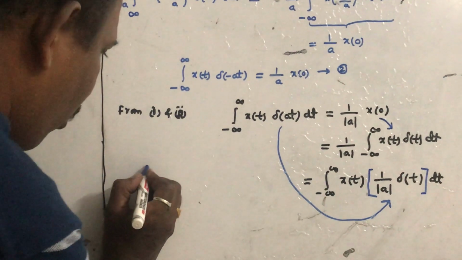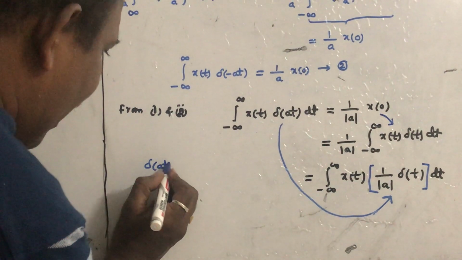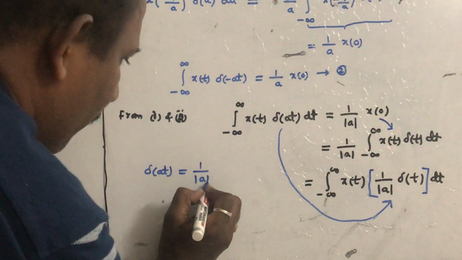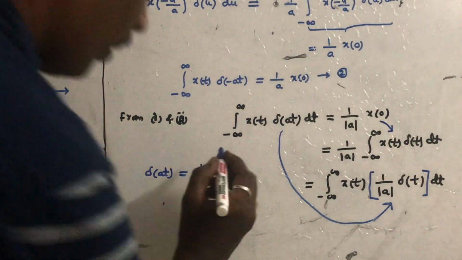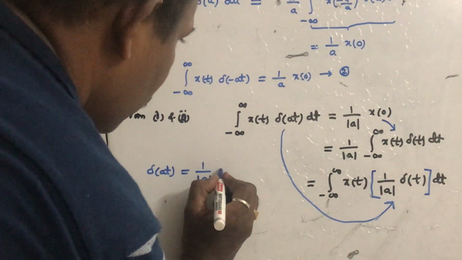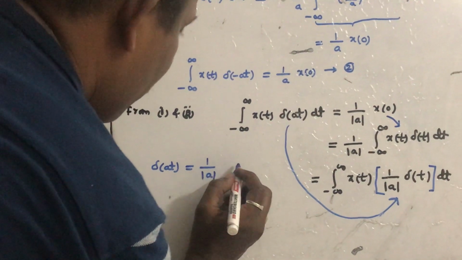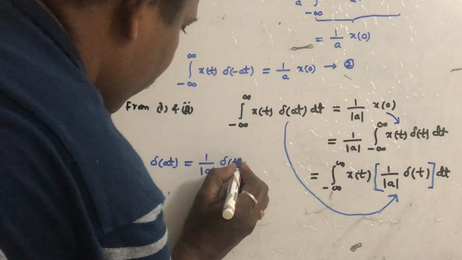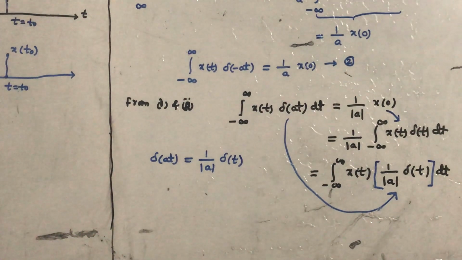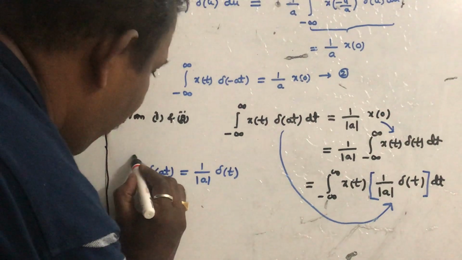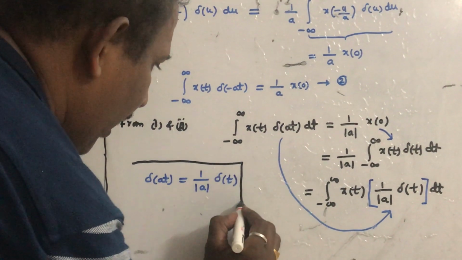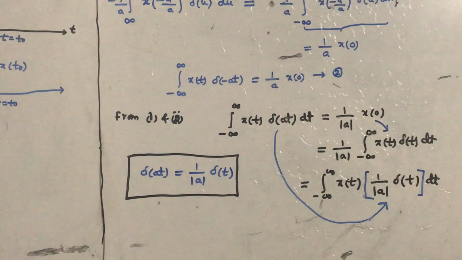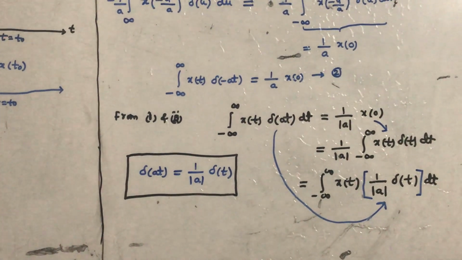you can simply conclude that del of at, so what is the formula? 1 by magnitude of a into del of t. So this is the very important property. Del of at is equal to 1 by magnitude of a into del of t. So this is the third property.